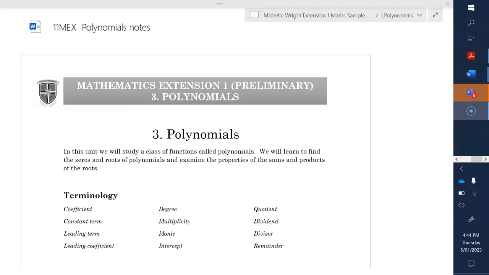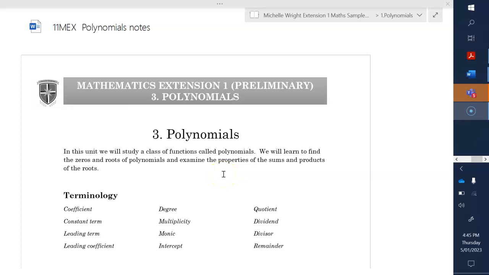Hi everybody, welcome to our first topic in the Year 11 Extension Mathematics course. We are starting with polynomials. Usually we do this as our third topic, but this time it is going to be our first topic. In this unit we'll study a class of functions, or a group of functions, called polynomials.